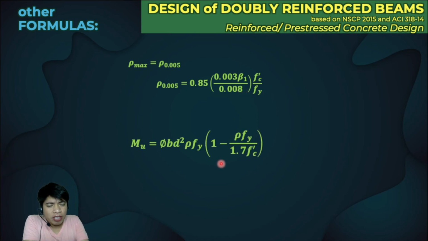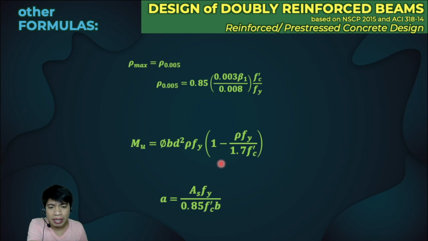Okay, so dito guys, kailangan din natin gamitin yung ating formula na M sub U equals to phi B D squared rho Fy multiplied by 1 minus rho Fy over 1.7 F sub C prime. So, gagamitin natin siya guys. And then, take note na maaaring gamitin din natin yung ating formula na A is equals to As Fy divided by 0.85 F sub C prime times B. Alam na natin to, kasi itong formula na to is galing lamang sa formula na compression force is equals to tension force.